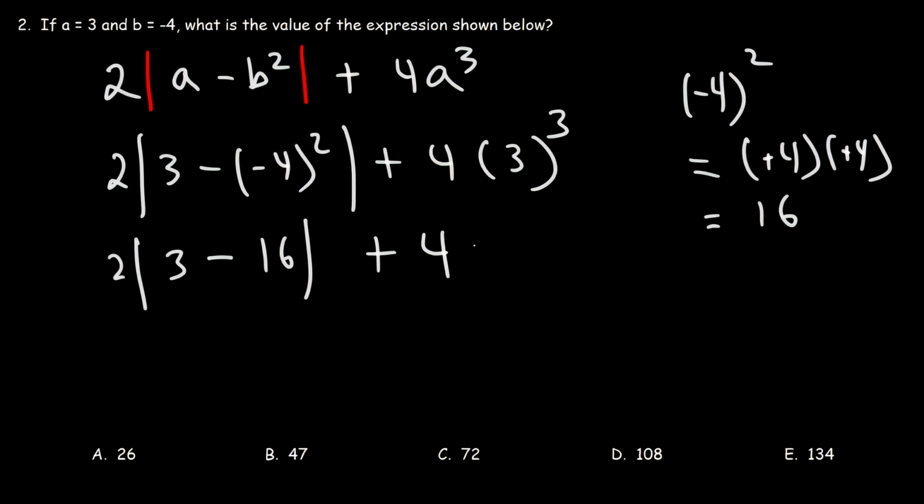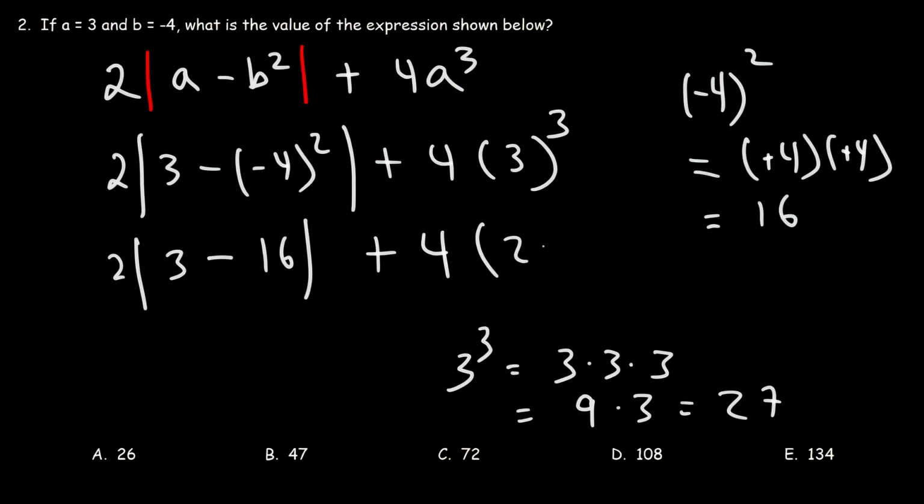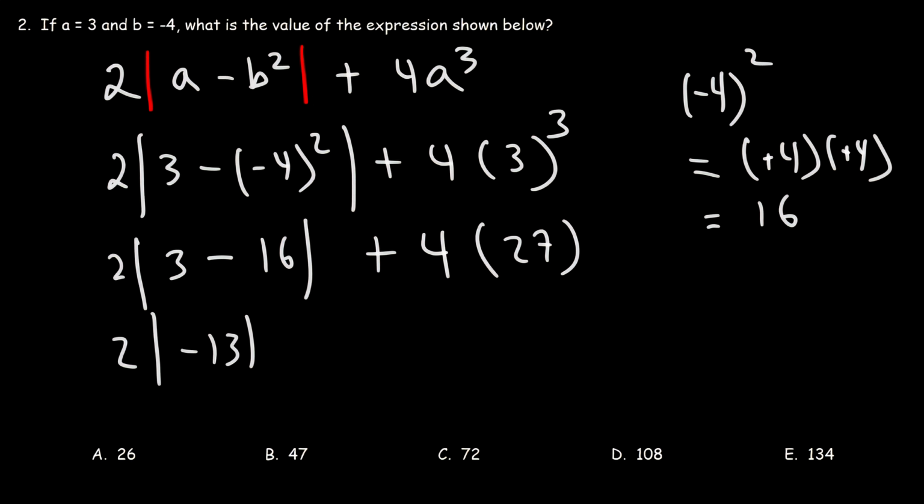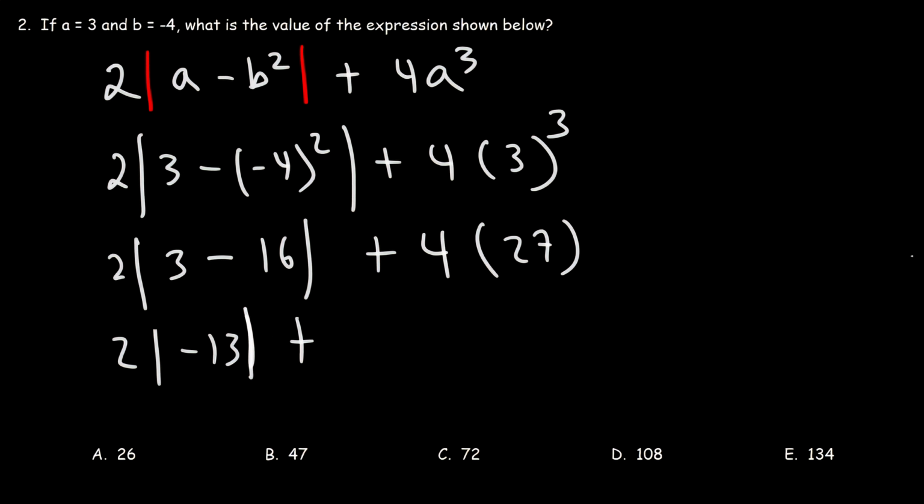Now 3 to the third power. If we multiply three 3's together, what's the answer? 3 times 3 is 9. 9 times 3 is 27. So 3 to the third power is 27. 3 minus 16 is negative 13. And 4 times 27. 4 times 20 is 80. 4 times 7 is 28. 80 plus 28 is 108.